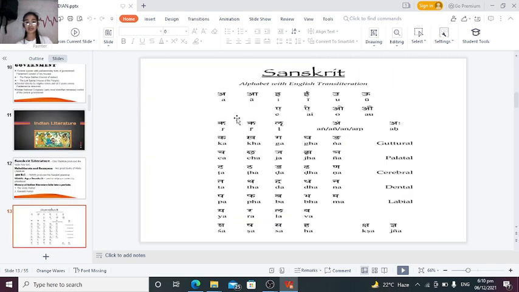I have here a sample of the Sanskrit alphabet, wherein we can see parang may baybay, or how we can pronounce these letters of Sanskrit. As you can see dito sa gilid, we have the palatal, cerebral, dental, and labial. I hope that we are familiar with this. Pero sa akin is, I think I forgot.